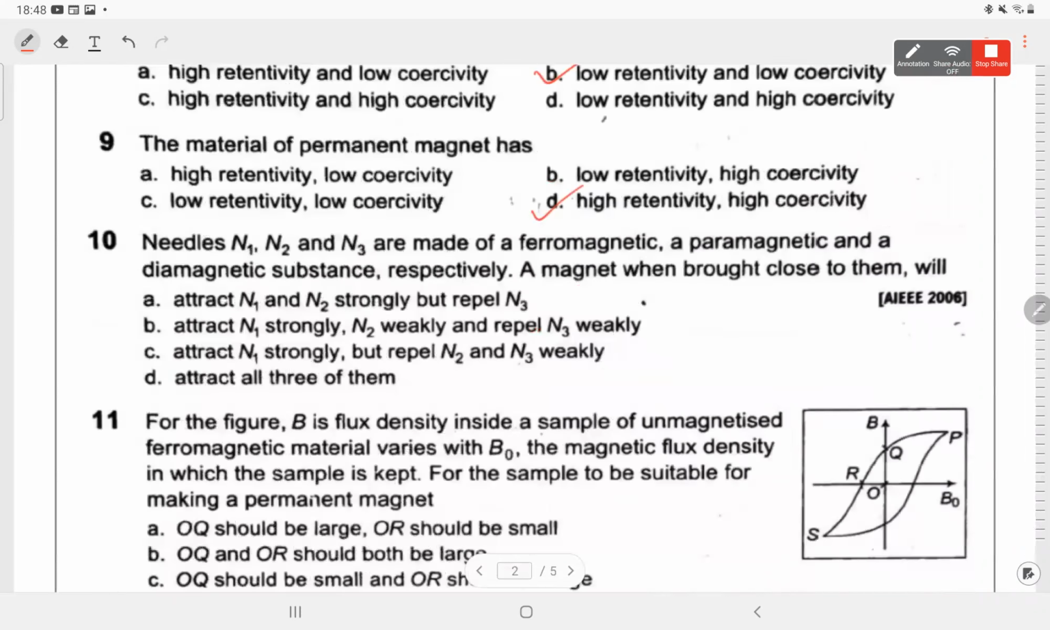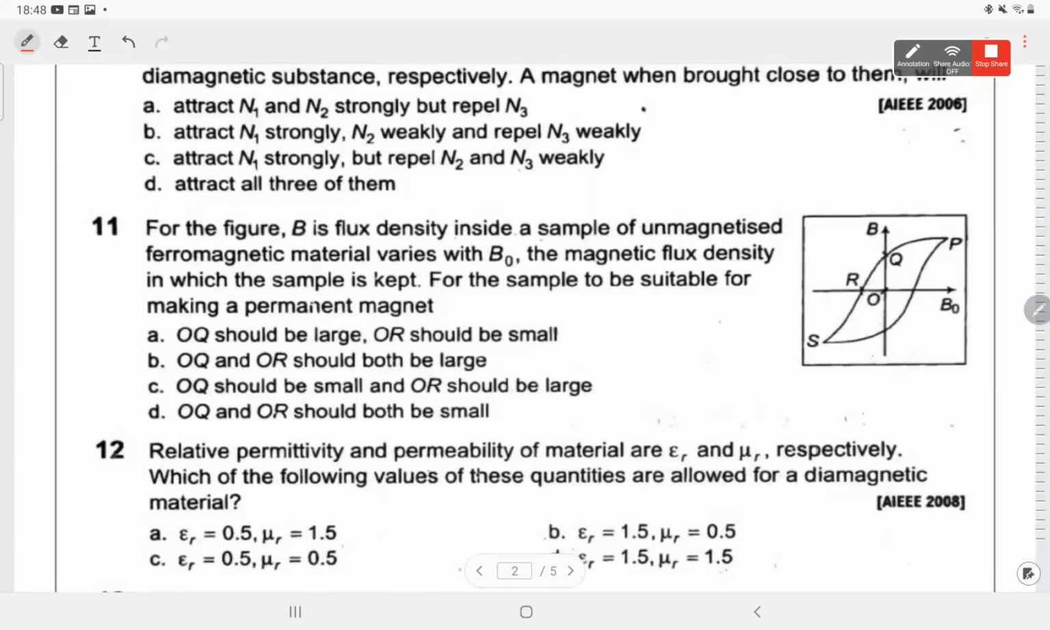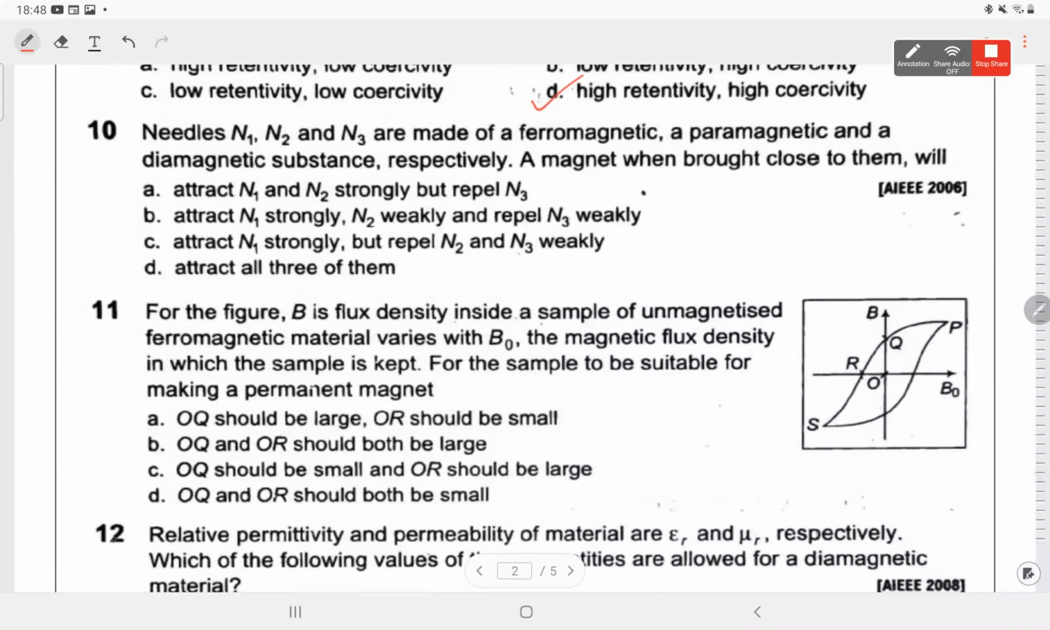The needles N1, N2, and N3 are made of ferromagnetic, paramagnetic, and diamagnetic substances. When a magnet is brought close to them, ferromagnetic is strongly attracted, paramagnetic is weakly attracted, and diamagnetic is weakly repelled. So the answer will be B.